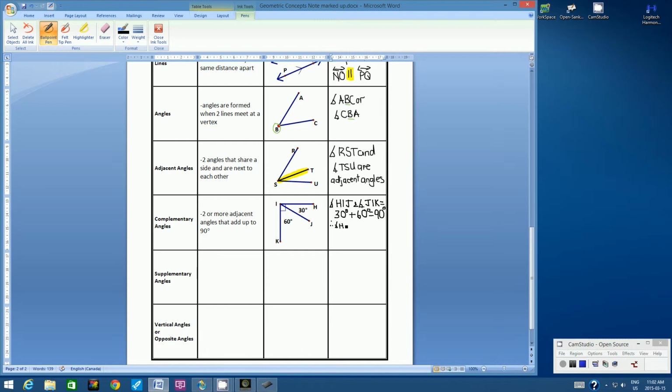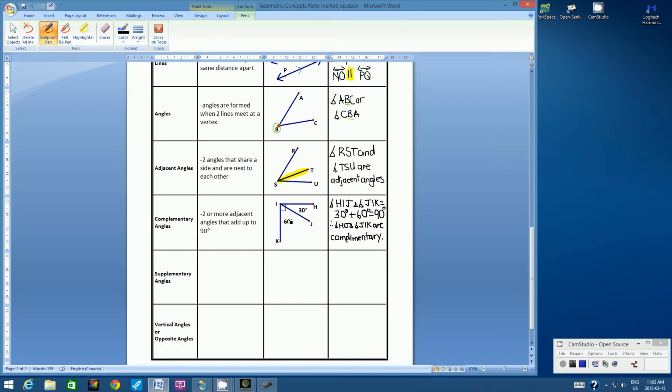angle HIJ and angle JIK are complementary. It's hard for me to fit that in the box. Okay. So because those two angles add up to 90 degrees, they are called complementary angles.